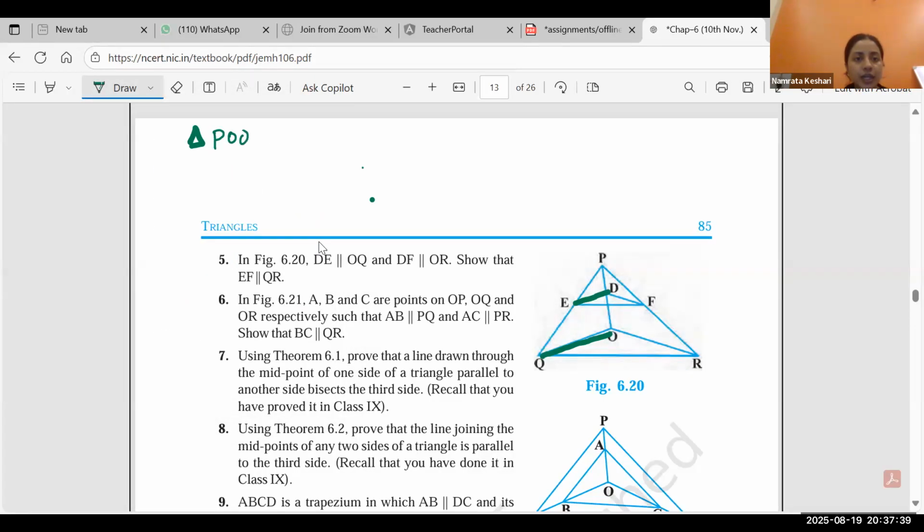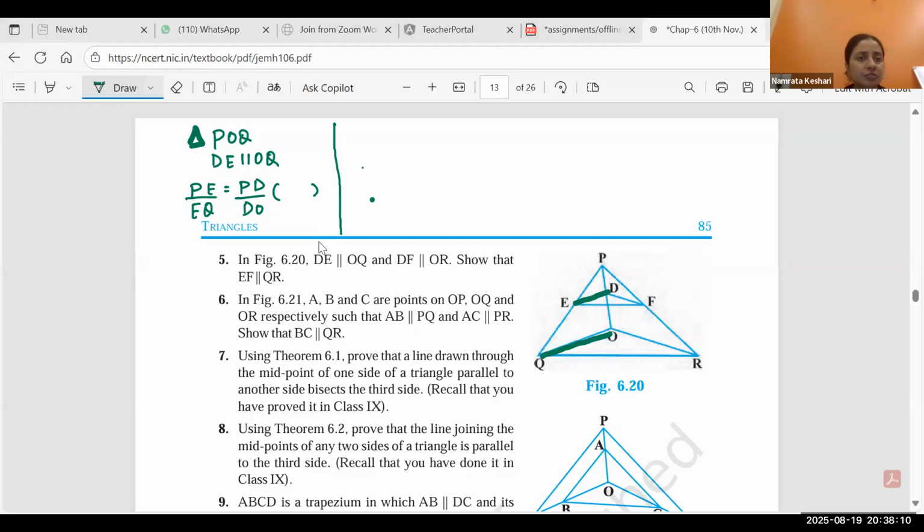In triangle POQ we have a line DE parallel to one of the sides, which is OQ. Since parallel, the ratio will be the same by the basic proportionality theorem. Which ratio? PE by EQ is equal to PD by DO. In the bracket we will write by basic proportionality theorem. Till here it was clear to all of you, right?